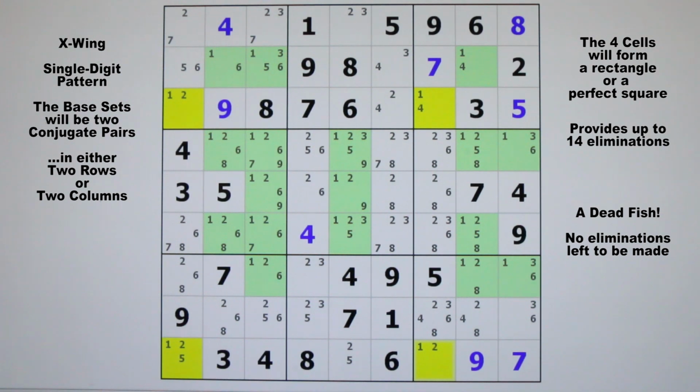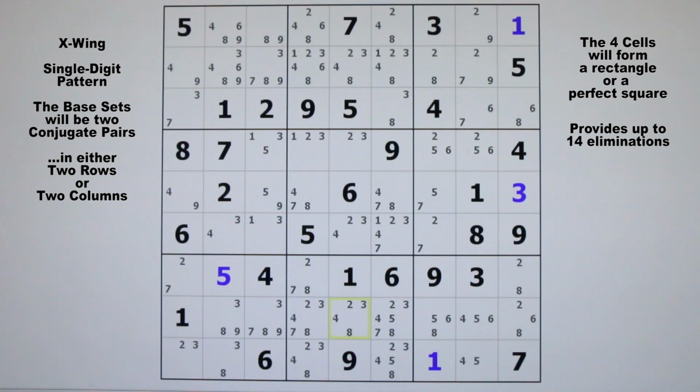And this will apply more to the swordfish and the jellyfish, but it applies to an X-Wing too because an X-Wing, as I mentioned earlier, is a fish. So when you see something like this and there are no eliminations to be made, you have to accept that and quickly move on because there's nothing more you can do. All right, let's go to the next one.